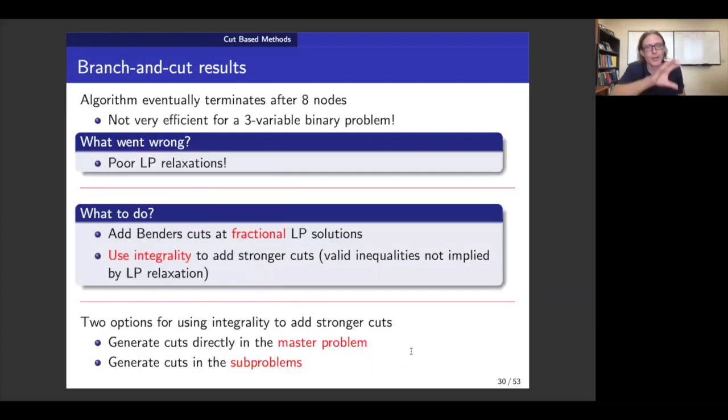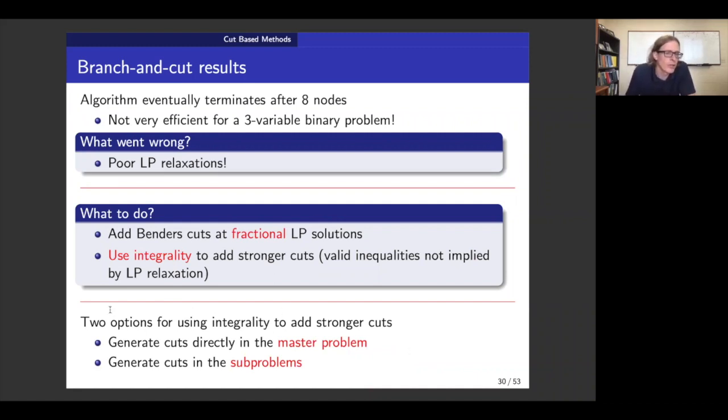Okay, so I'm not going to go through all the gory details, but if I continued this branch and cut process to the end, what we would find is after 8 branch and bound nodes, I solved that problem. The good news there is I was only ever solving LP relaxations throughout that process. But the bad news is, for a 3 binary variable problem, having to explore 8 branch and bound nodes is not very good. Even though this was good because I wasn't solving so many integer programs at each step of the way, it still wasn't necessarily very efficient for a 3 variable problem.